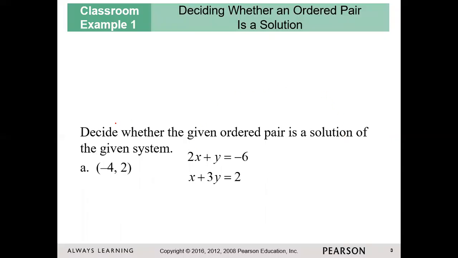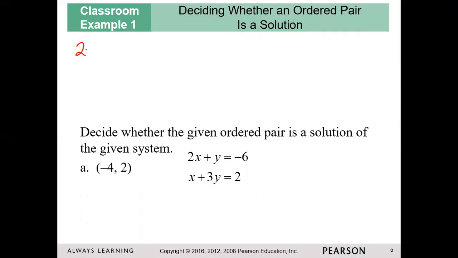All right. So we are going to decide whether the given ordered pair is a solution to the given system. So here's our ordered pair over here. And basically what we want to do is make sure that this point satisfies both of these equations. If it satisfies both of them, it is called the solution to that system. If it only satisfies one and not the other, it means it's a point on that line, but it's not a point on the other line. So we're going to go ahead and check it to see if this is in fact a valid solution.